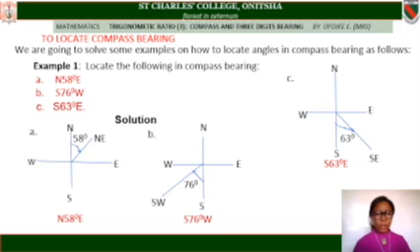We are going to solve some examples on how to locate angles in compass bearing as follows. Example 1. Locate the following in compass bearing. Just as I have told you, you see number A is north 58 degrees east. B, south 76 degrees west. C, south 63 degrees east. And in the solution, you see it.